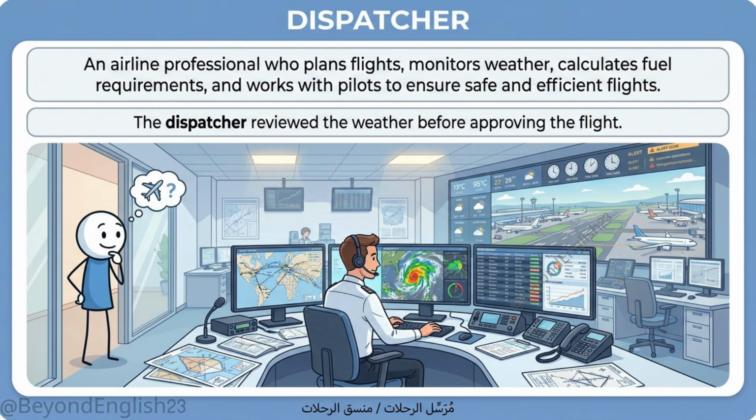15. Dispatcher. A dispatcher is an aviation professional who helps plan and monitor flights. They provide pilots with important information about weather, routes, fuel, and flight conditions. Example: the dispatcher checked the weather conditions before the flight departed.